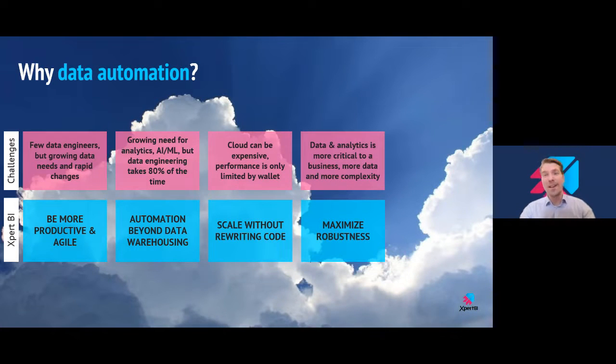And fourth point is that with more and more data becoming critical to our organization, more advanced processes, more data, more complex data types, and more different data sources, it is more and more crucial to have a robust overall solution. So we build as much robustness into this automation as possible.